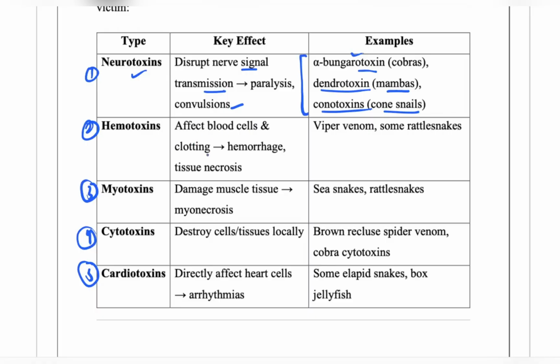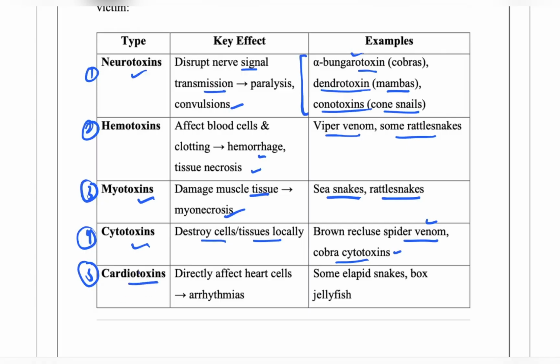Then there are hemotoxins. Hemotoxins affect blood cells and clotting, so they cause hemorrhage or tissue necrosis. So viper snake venom is basically hemotoxic in nature. Then some rattlesnakes also have hemotoxins. Then myotoxins basically damage the muscle tissue, they cause myonecrosis, and sea snakes and some species of rattlesnakes basically produce myotoxins. Then cytotoxins. Cytotoxins simply destroy the cells and tissue locally wherever they are injected. So brown recluse spider venom is cytotoxic in nature, and some cobra cytotoxins are also there, right? So in cobra venom, some cytotoxins can be there.